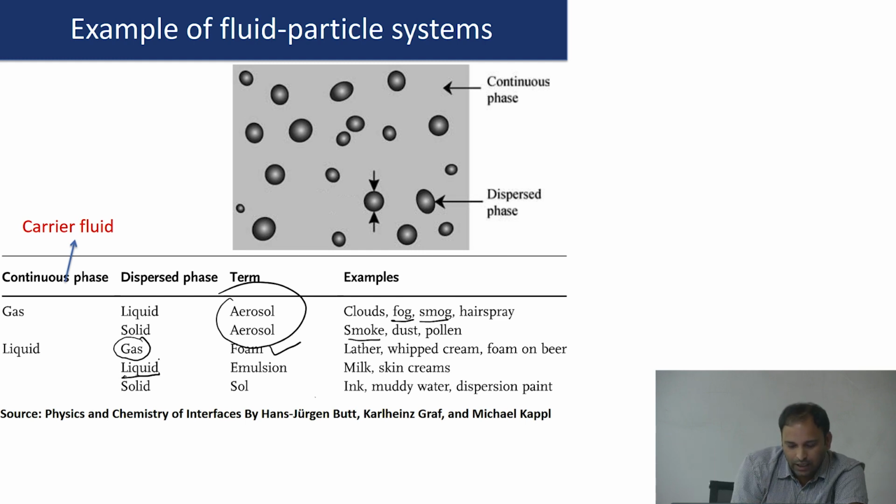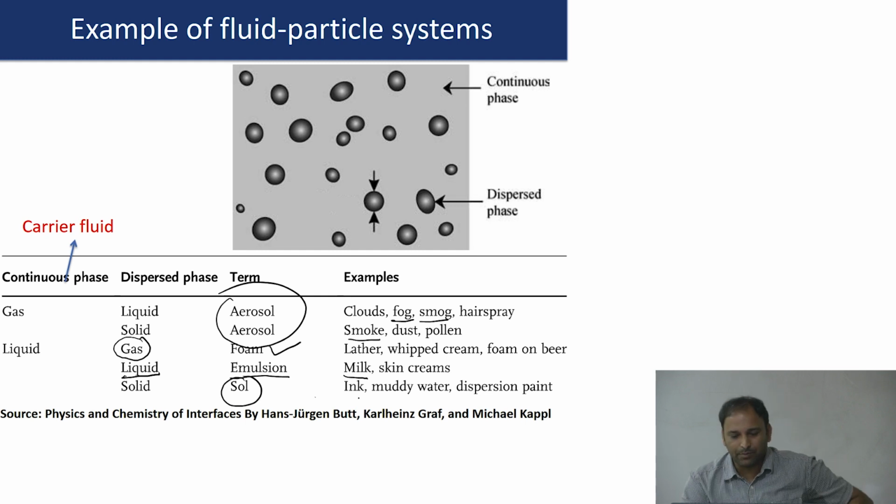You have what are called liquid and liquid dispersions. They are commonly called emulsions. As somebody said, milk is an example of an emulsion. There are a lot of skin creams, there are a lot of 2-in-1 shampoos. These are all examples of liquid and liquid dispersions, also called emulsions. So you also have cases where you have solid particles in a liquid. Typically they're called a sol, and examples would be your ink, muddy water, paint, and things like that.